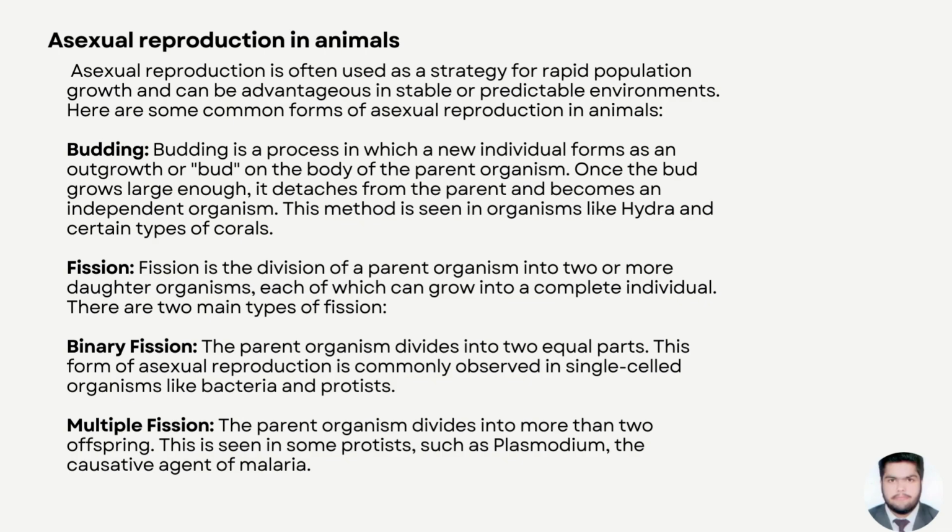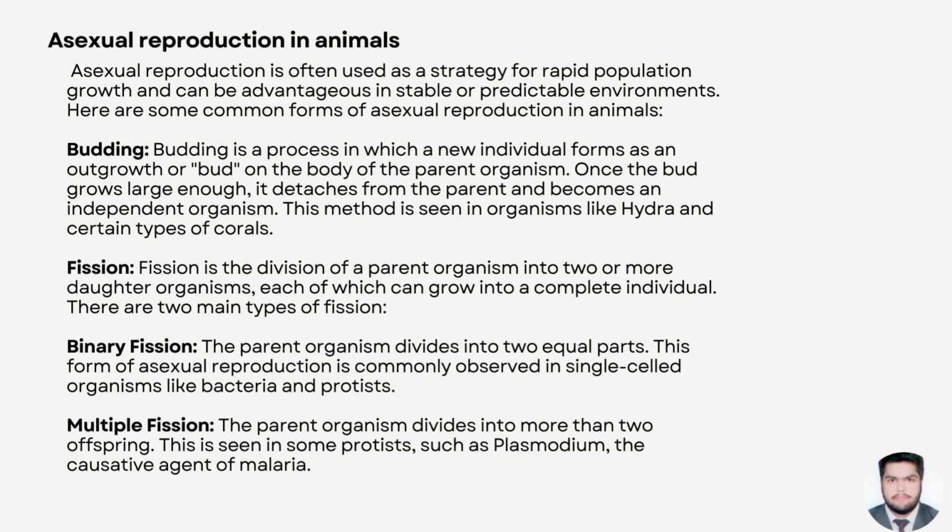Asexual reproduction in animals. Asexual reproduction is often used as a strategy for rapid population growth and can be advantageous in stable or predictable environments. Here are some common forms of asexual reproduction in animals.